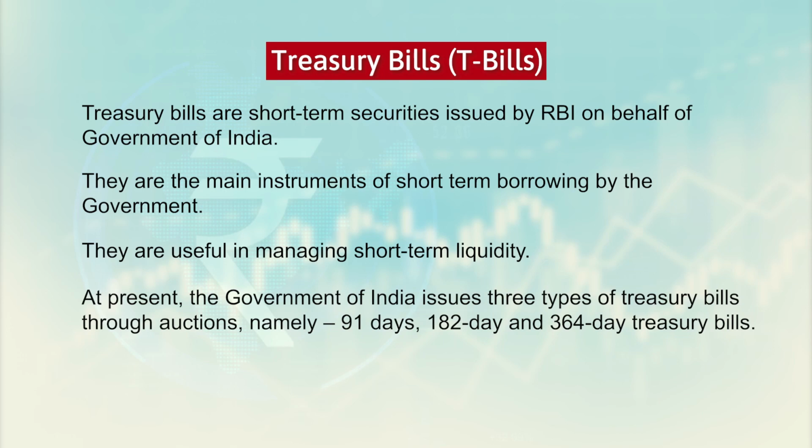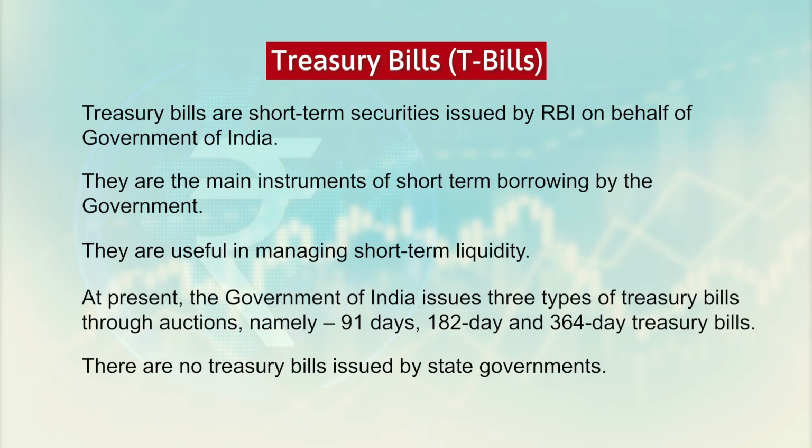At present, the Government of India mainly issues three types of treasury bills through auctions, namely 91 days, 182 days and 364 days. There are no treasury bills issued by the state governments. With the introduction of the auction system, interest rates on all types of treasury bills are being determined by the market forces. However, there are certain points that need to be noted.